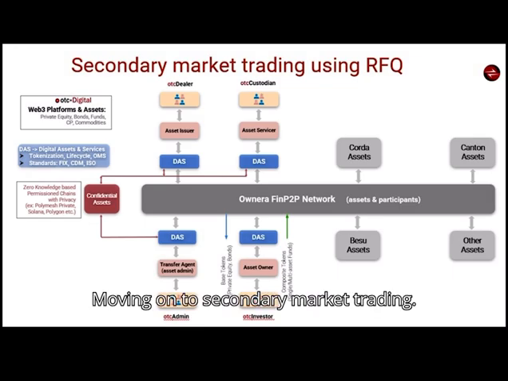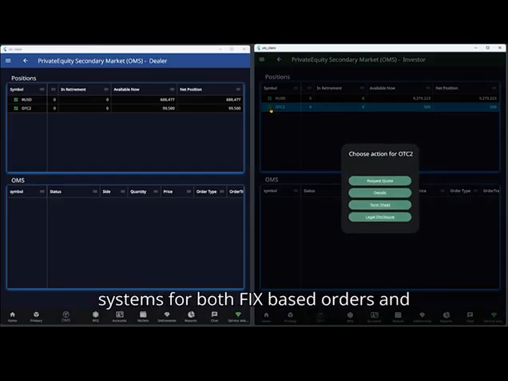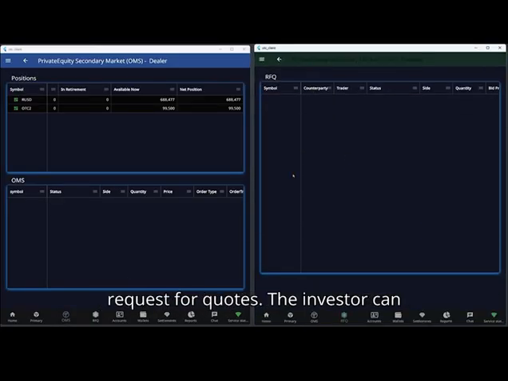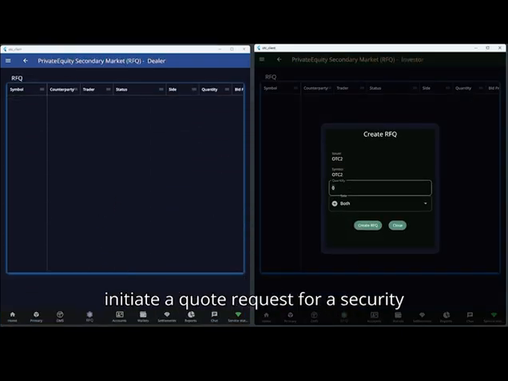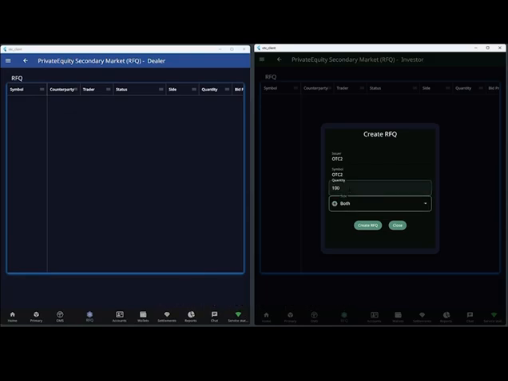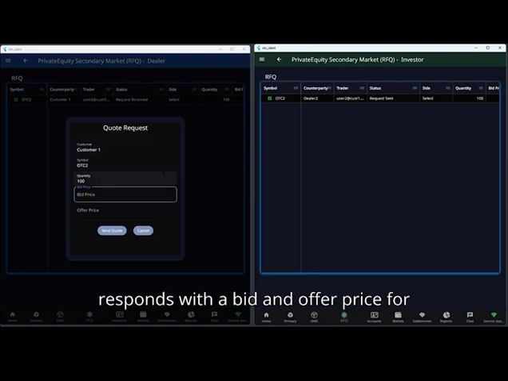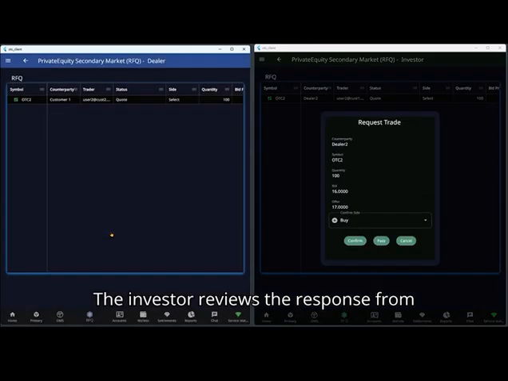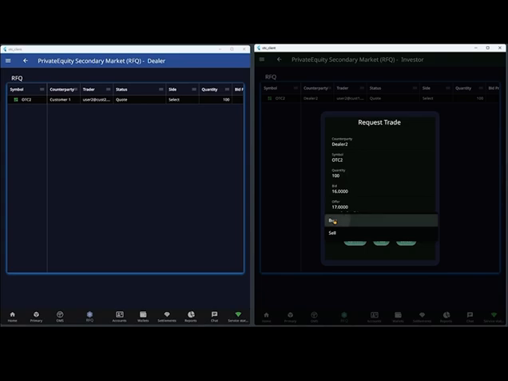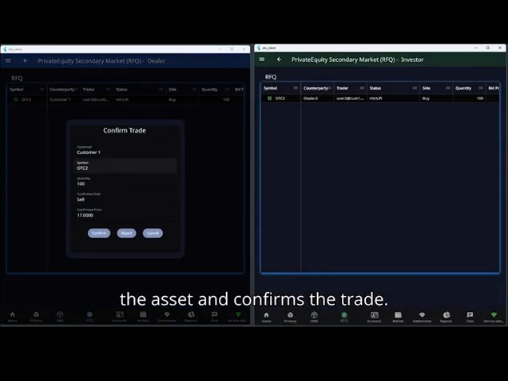Moving on to secondary market trading. OTC Digital provides order management systems for both FIX-based orders and request for quotes. The investor can initiate a quote request for a security and send it to the dealer. The dealer receives the quote and responds with a bid and offer price for the security. The investor reviews the response from the dealer and decides to buy or sell the security. The dealer reviews the intent to purchase the asset and confirms the trade.